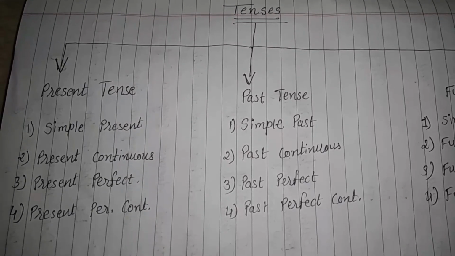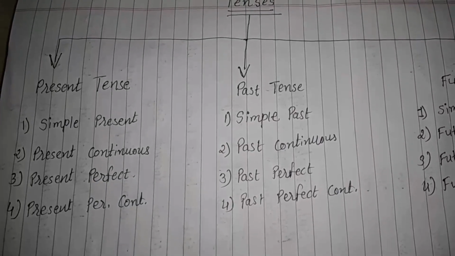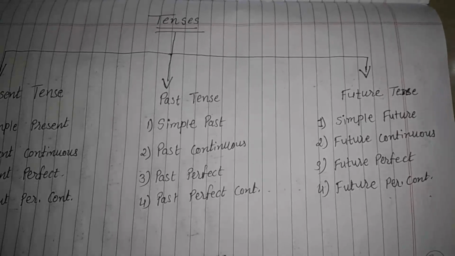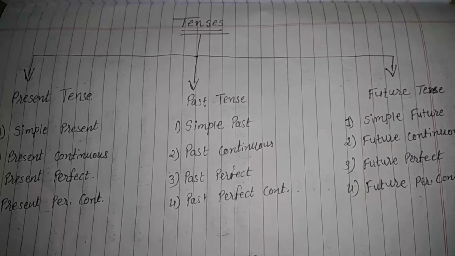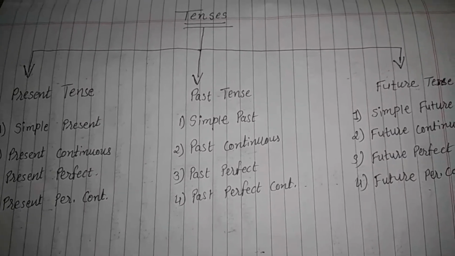Learn our first grammar topic, tenses. So let's start. Tenses. As you know very well, there are three types of tenses: present tense, past tense and future tense. And these all three tenses are divided into other four types of tenses.